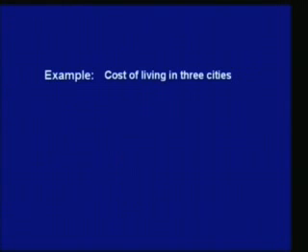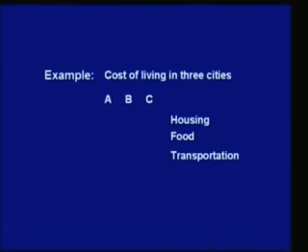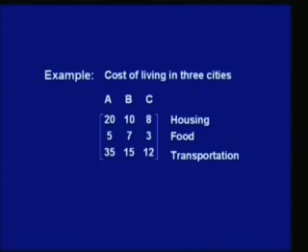In another example, let us say we have data about 3 cities and the living cost. So we have 3 cities A, B, C, and the housing cost, food cost, and transportation cost. This data is arranged in this rectangular form. We say that 20 is the housing cost of city A, 10 is the housing cost in city B, and 8 is the housing cost in city C, while 5 is the food cost in city A, 7 is the food cost of city B, and 3 is the food cost in city C.